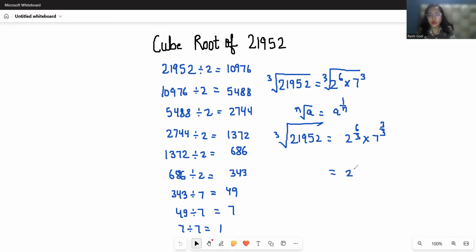So this gives us 2 power 2 times 7, sorry, here it is 2 power 2, since 6 divided by 3 is 2. 2 power 2 is 4, and 4 times 7 is 28. So the cube root of 21952 is 28.